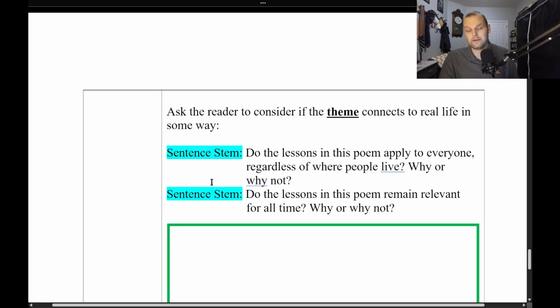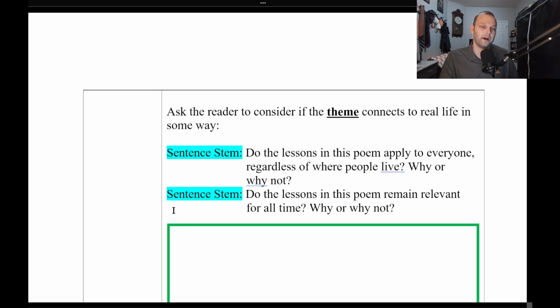Do the lessons in the poem or short story apply to everyone, regardless of what culture they're in, regardless of where people live? Why or why not? Do the lessons in the poem remain relevant for all time? Why or why not? And you don't have to answer these questions. Just let the questions sit with the reader so that the reader has something to ponder and think about after they read your essay. Because that's the goal.